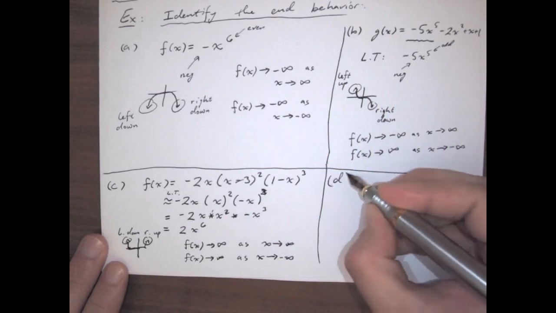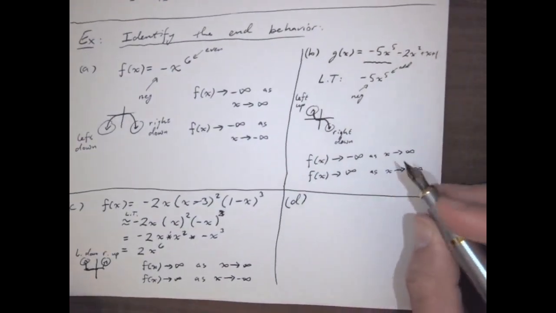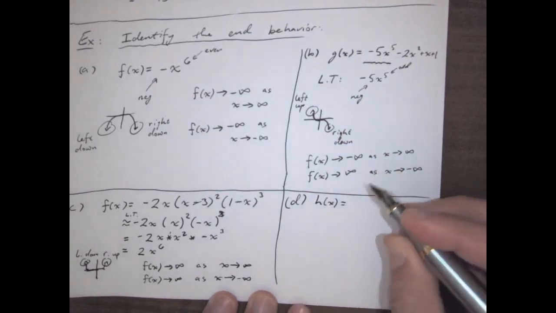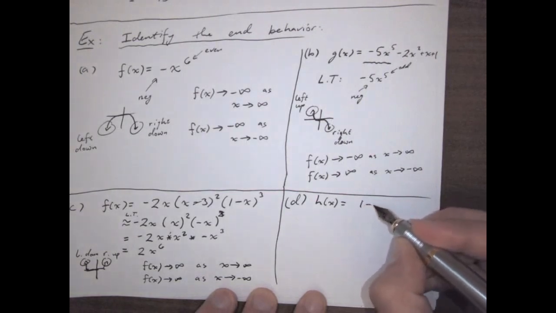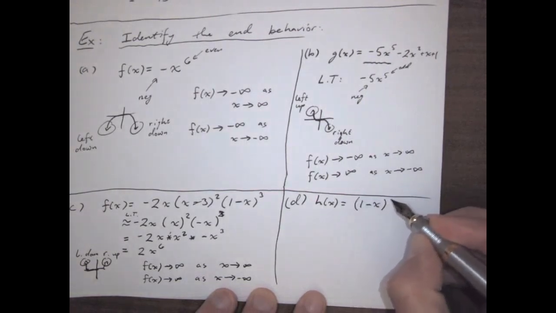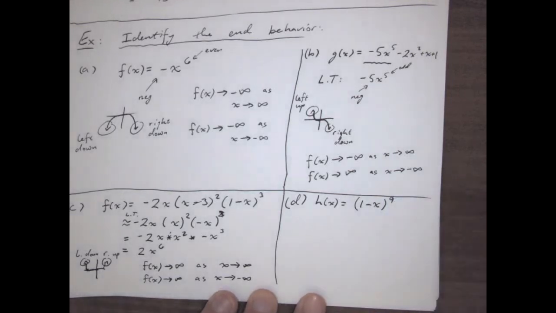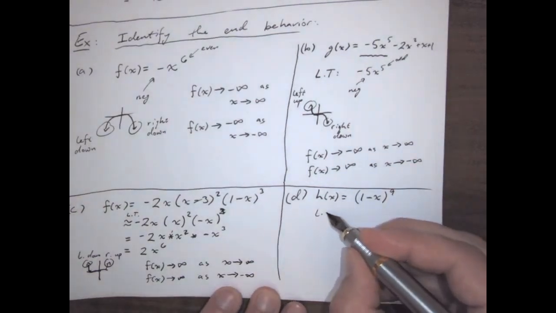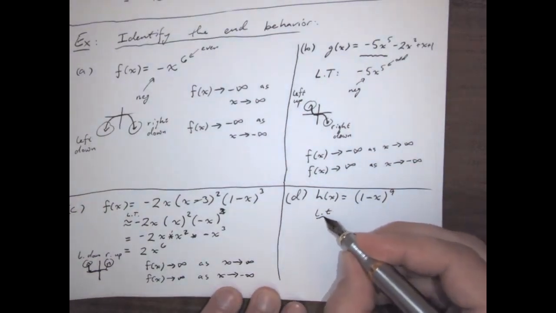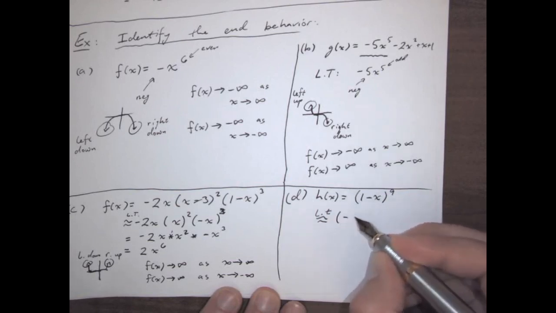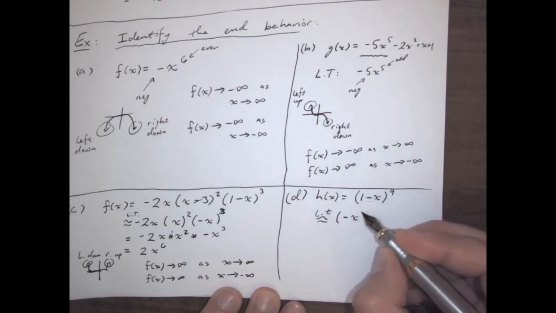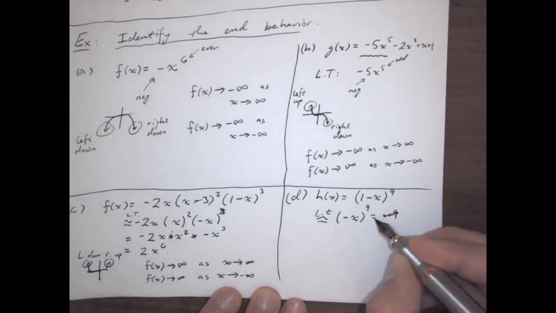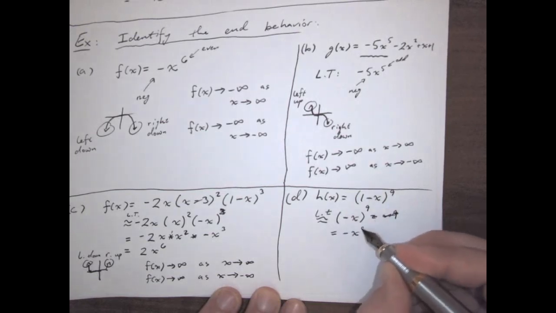And then for the last one, let's take something like this. H of x is equal to 1 minus x to the power of 9. Well, in the leading term calculation, we don't care about that 1. All we care about is the negative x to the 9th.